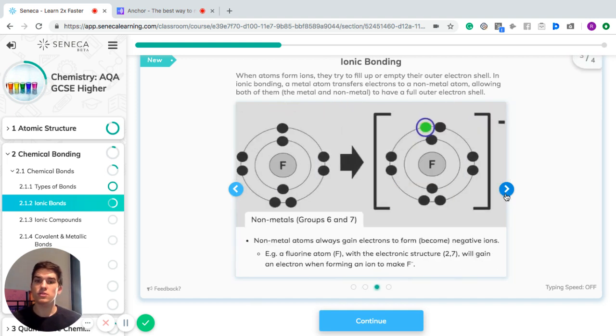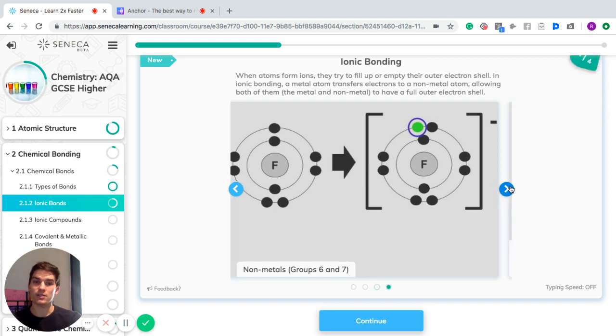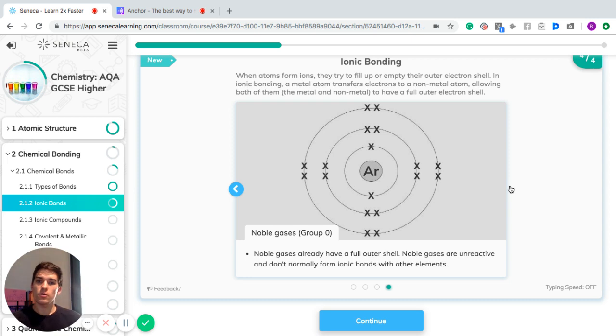Now, non-metals in groups, say, 6 or 7, always gain electrons to form negative ions. So, for example, fluorine is in group 7 and has the electronic structure 2,7, and that will gain an electron to form an ion, which will be F-. Now, noble gases are the elements in group 0 of the periodic table, and they already have a full outer shell of electrons. Because of that, noble gases are very unreactive and don't normally form ionic bonds with other elements.